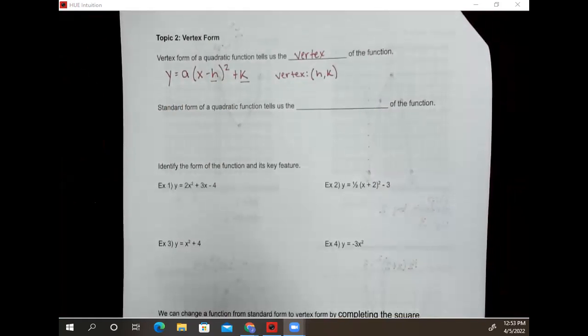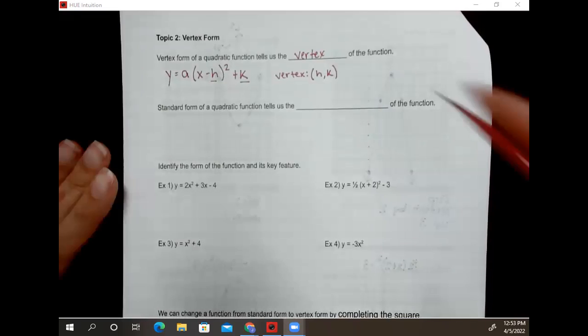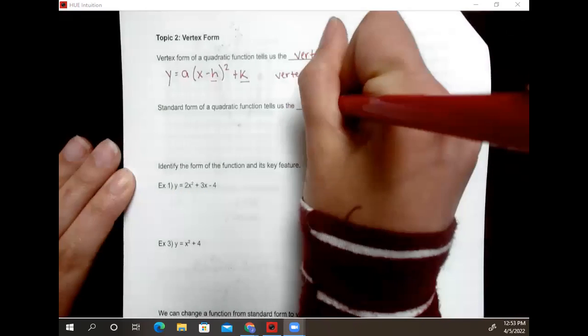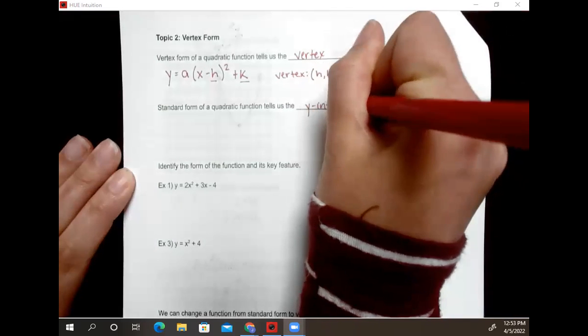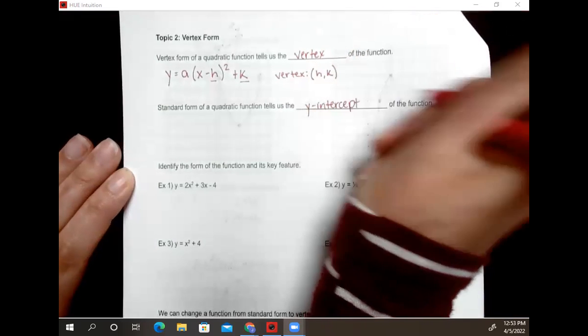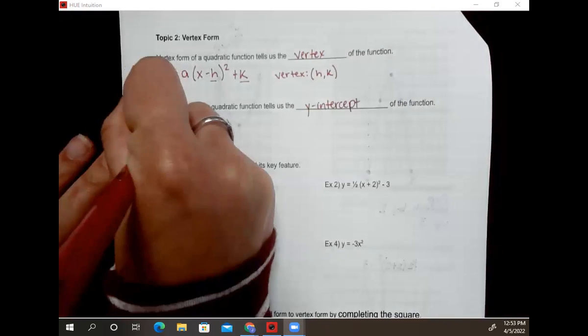In order to convert to vertex form, that means we already have a different form that we're starting with. So what we're gonna start with for today is something called standard form. You have also seen standard form before. Does anybody remember what standard form tells us about the graph? Yeah, the y-intercept. Standard form tells us the y-intercept of the function.